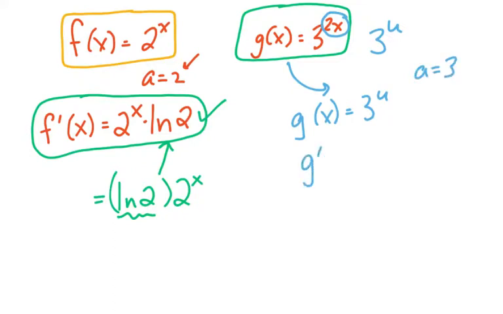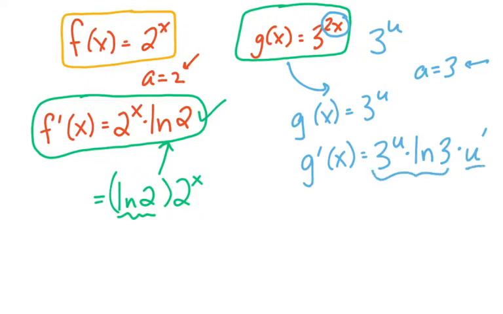All right, g prime. g prime would be, again, 3 to the u, but we have to multiply by the natural log of our base. And then, because we're in chain, we have to multiply by the derivative of u. So again, this part is just from the formula. This part is the addition because of chain rule. All right, let's clean it up. Here we go. The derivative should be 3 to the, remember what u was? 2x, times the ln of 3 times the derivative of u, the derivative of 2x is just 2.